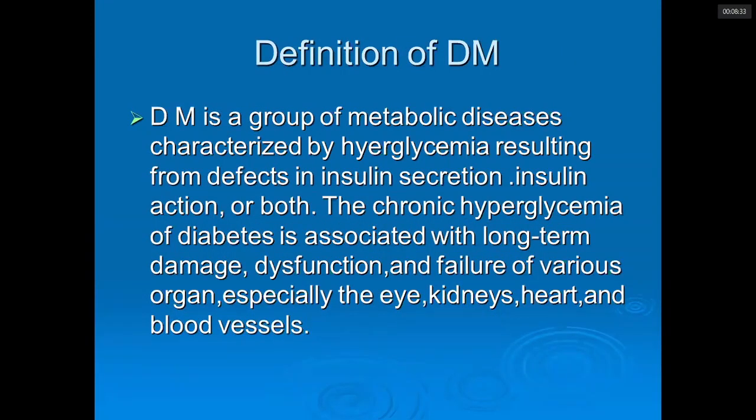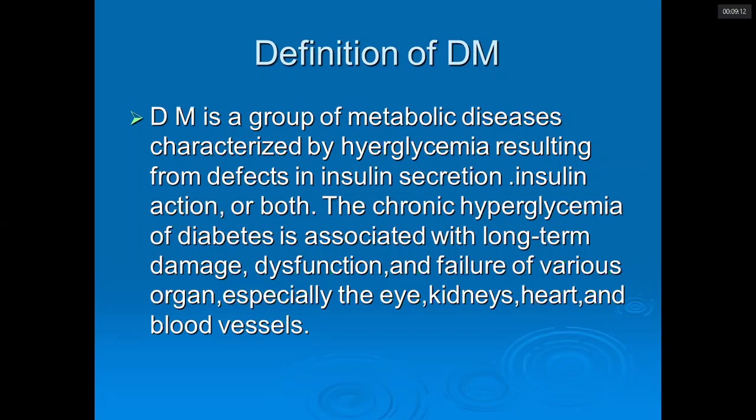How do we define diabetes? Diabetes is a group of metabolic diseases characterized by hyperglycemia, resulting from defects in insulin secretion, insulin action, or both. In type 1, we have absolute insulin deficiency. In type 2, we have two entities: insulin resistance, leading to hyperinsulinemia, and with time, beta cell failure and insulin deficiency. So we have two entities, defective insulin secretion and insulin action.